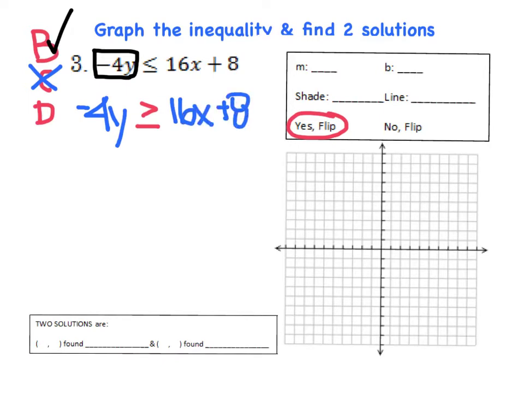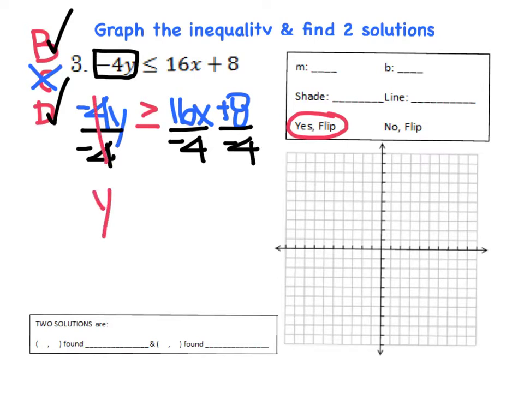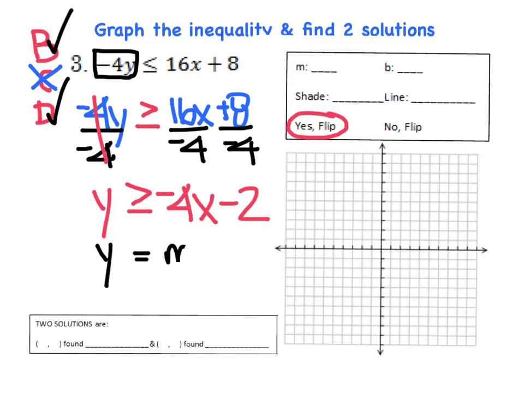So the only thing I have to do now is D, which stands for divide. I'm going to divide everything by negative 4. So we end up with y is greater than or equal to 16 divided by negative 4 is negative 4x. 8 divided by negative 4 is negative 2. I'm just going to write y equals mx plus b underneath because it helps me clearly see what's the slope, what's my y-intercept. My slope, I'm going to make sure I write it like a fraction, negative 4 over 1. My y-intercept is negative 2.